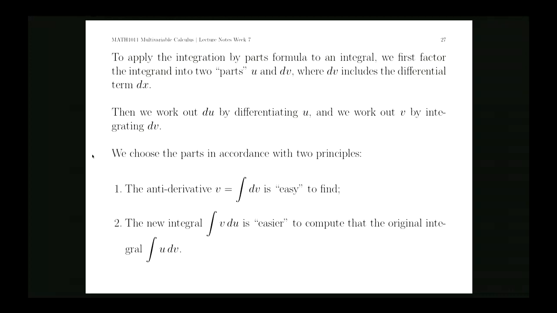Then we work out an expression for du by differentiating u and using the fraction trick, like we do with the chain rule, moving things around. And we integrate the v by integrating the dv bit, right? And we choose these parts in terms of these principles, not rules. The integral of v we can do somehow, right?